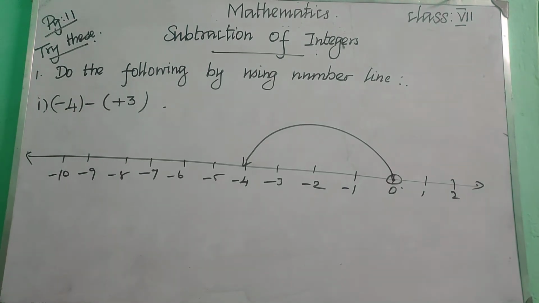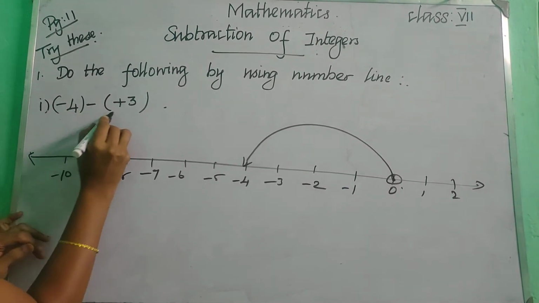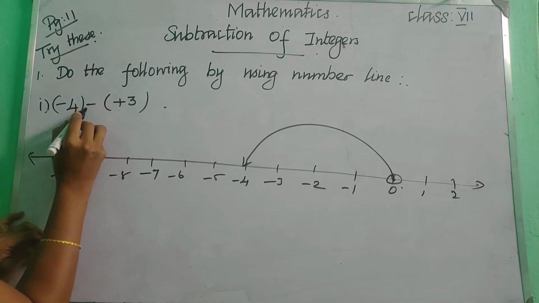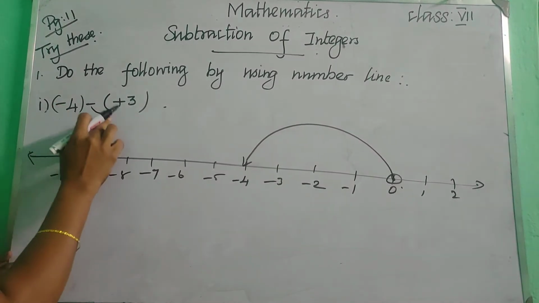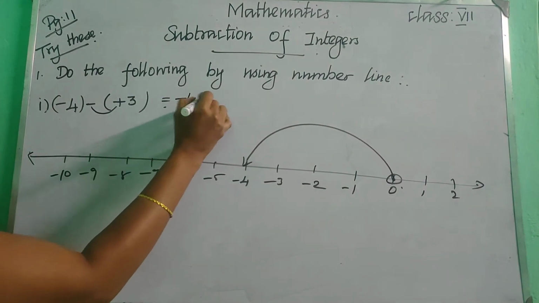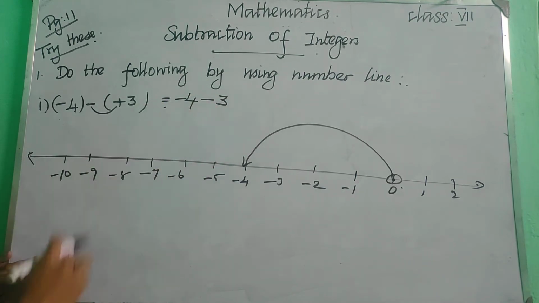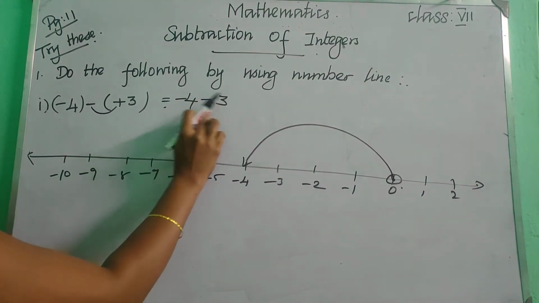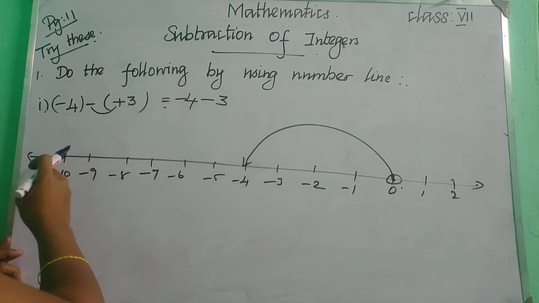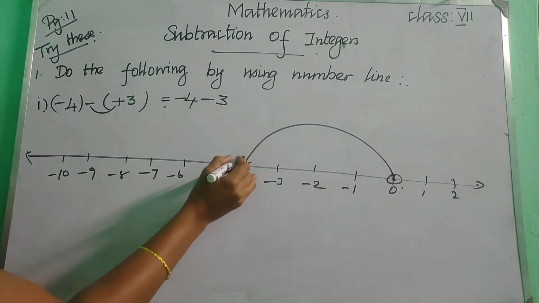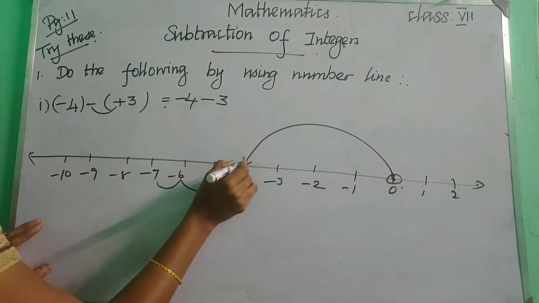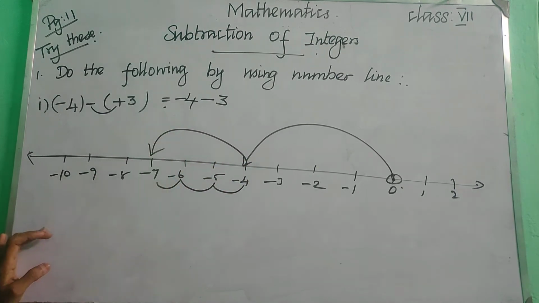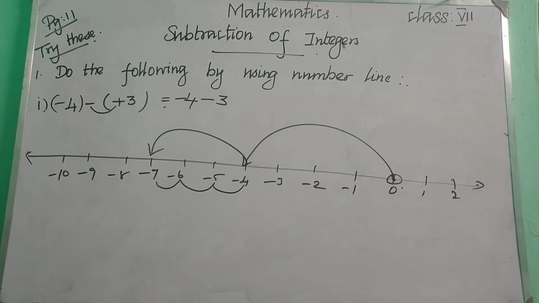First of all, see, we are having different signs here, right? Here plus and here minus. So minus into plus means minus, we know that, right? So we can say it is minus 4 minus 3. Minus 4 minus 3 means minus 3, we need to move it in the negative direction. So again 3 steps in the left side, 1, 2 and 3. So what is the answer? The answer is minus 7, okay children?